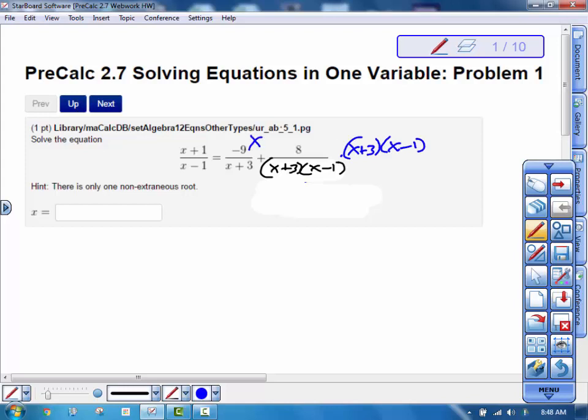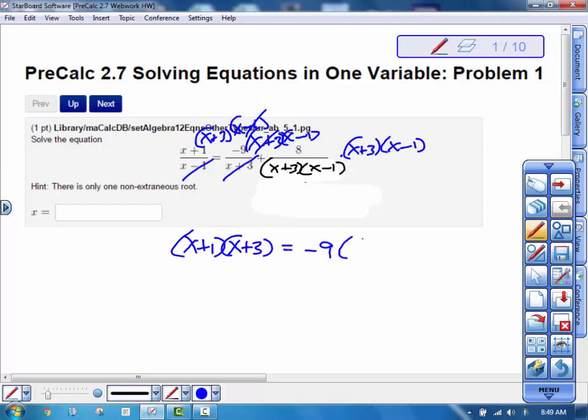And we have to do that to everything when you clear fractions. And then you can simplify. So this x minus 1 cancels, and I end up with x plus 1 times x plus 3 in the first term. This x plus 3 cancels, and I end up with negative 9 times x minus 1. And then this whole denominator cancels, and that just ends up being plus 8.